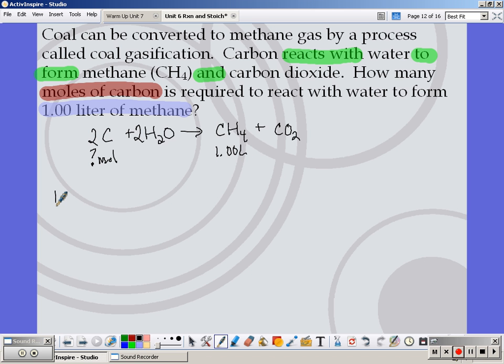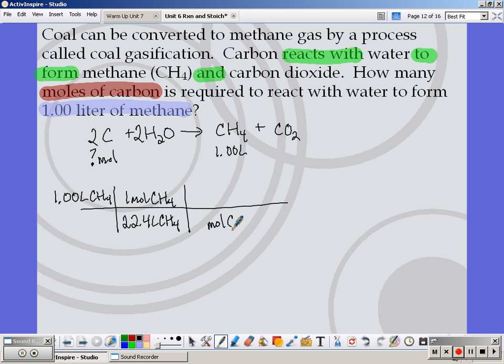Well, there's 22.4 liters for every 1 mole. And then I use my mole ratio, mole of CH4 to mole of carbon. 2 carbons, 1 methane. I want to know moles, so I'm actually there and I can stop. So then I'm going to multiply and divide. I want 3 significant figures, so I'd have 0.0893 moles of carbon.